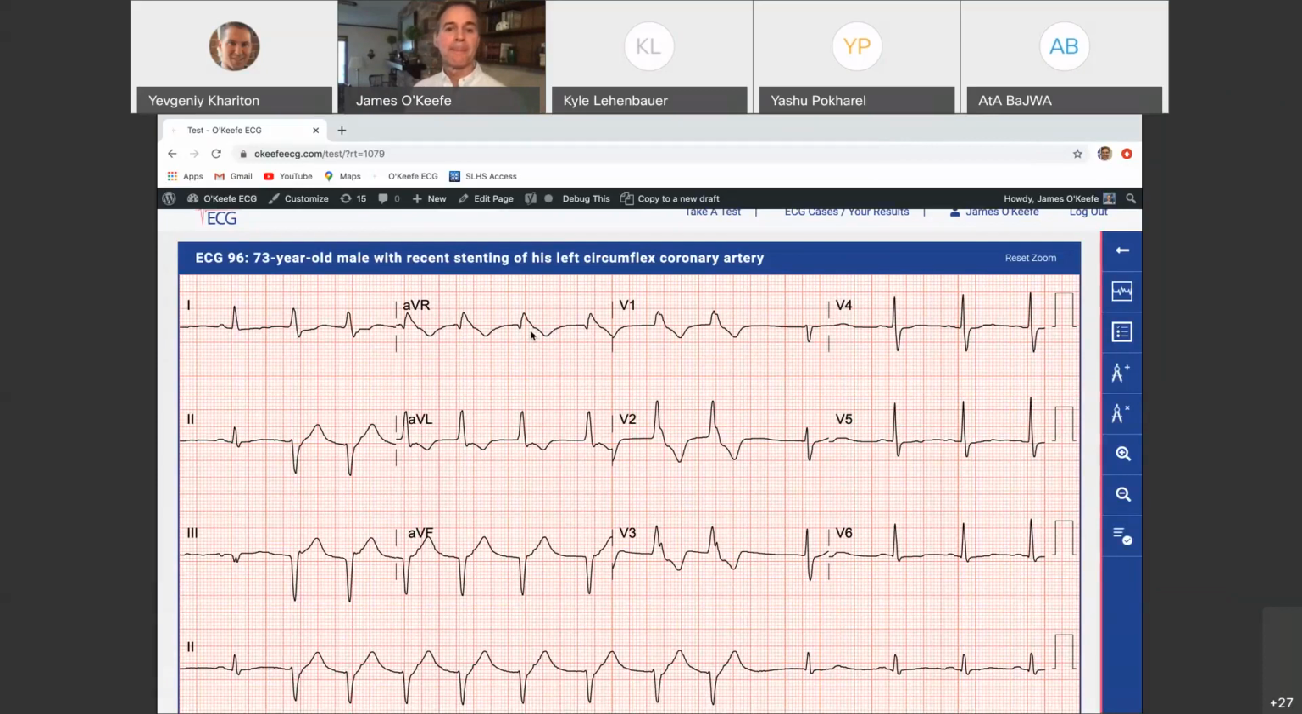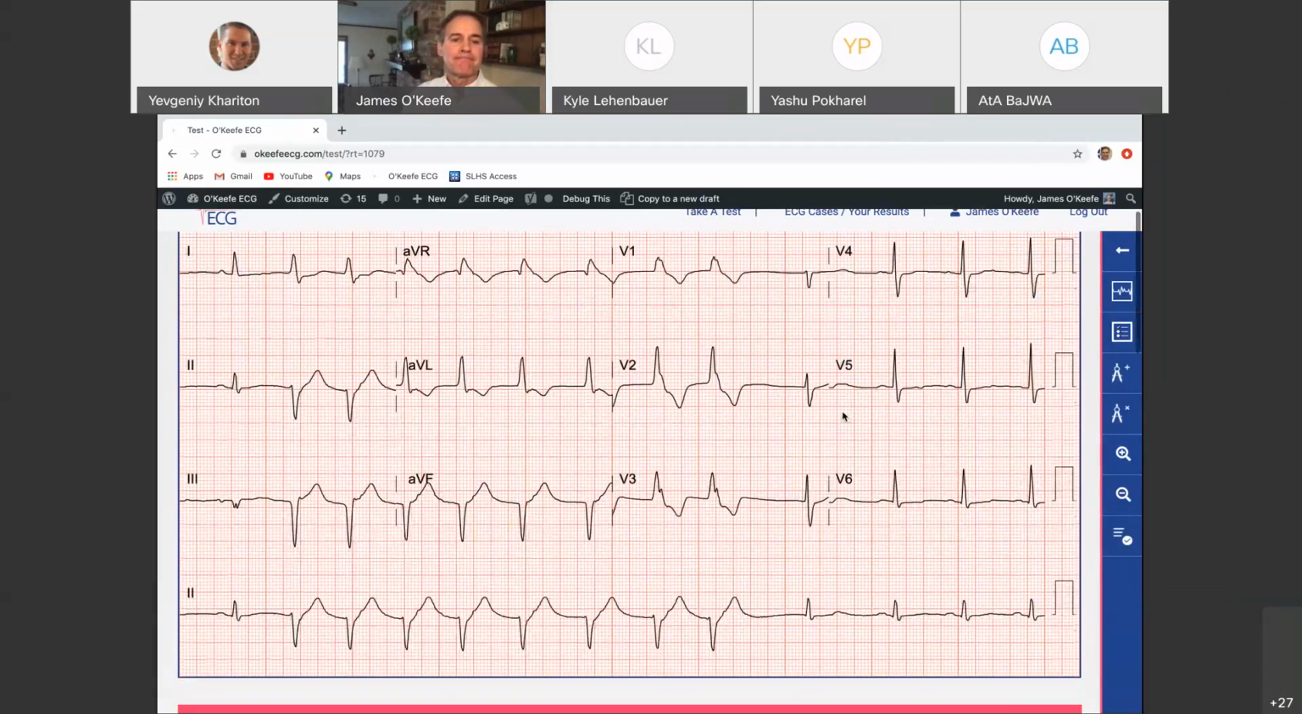So it looks like there are a few P waves, like in lead one, the first beat has a P wave. So I think the underlying rhythm would be sinus, but then the next several beats after that change axis, especially in leads two and three, and I don't see P waves as easily. So this could be a ventricular escape rhythm.